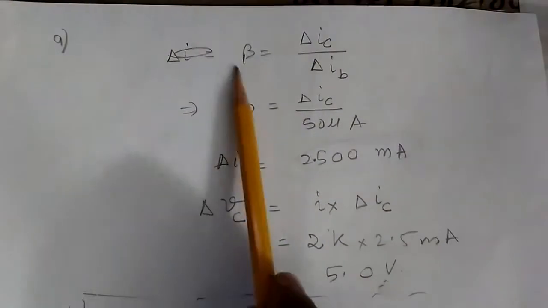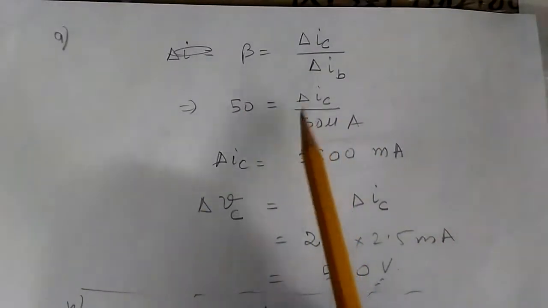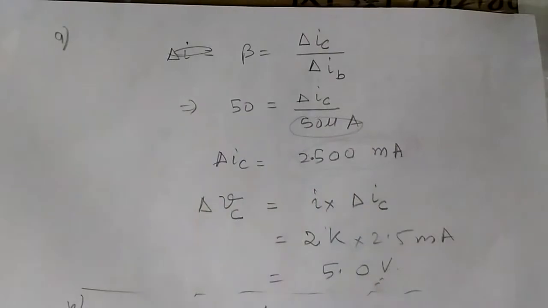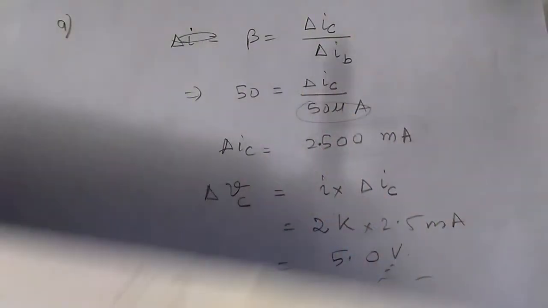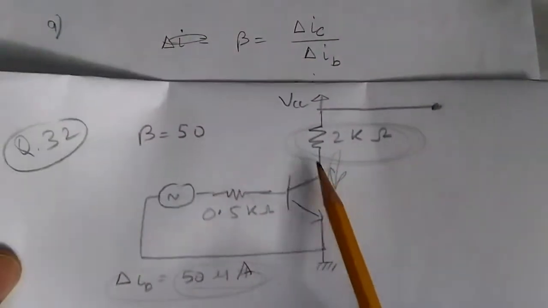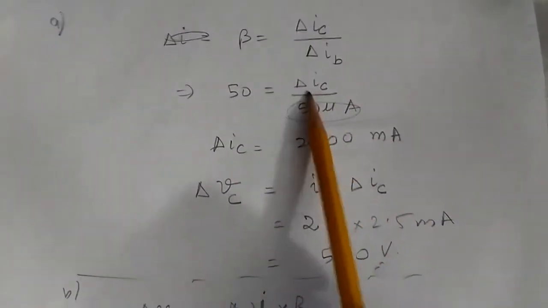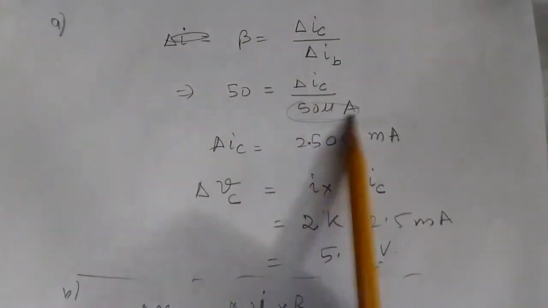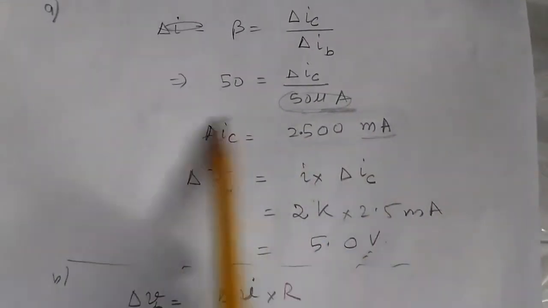So here, beta is delta IC by delta IB, and we are given that. First let's find out the change in the current, and from the change in the current we will try to find the change in the voltage. The change in the collector current, delta IC, will be given by 50 multiplied by 50 microampere. 50 into 50 is 2500, or if you remove micro we get milli, 2.5 milliampere.